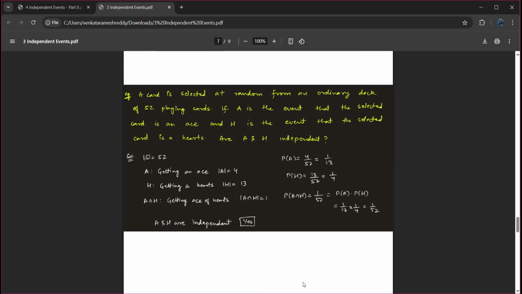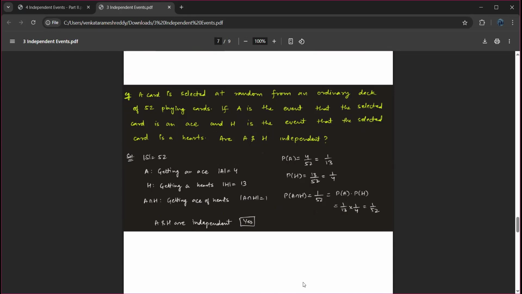Now we will see. There are two events. The first event is A, the probability of getting an ace. How many aces are there out of 52? Four aces. So the probability of getting an ace from the cards is 4 by 52, which equals 1 by 13.